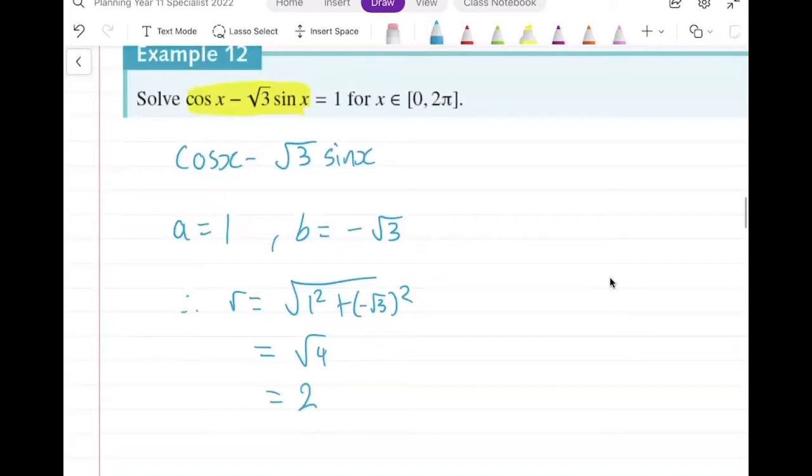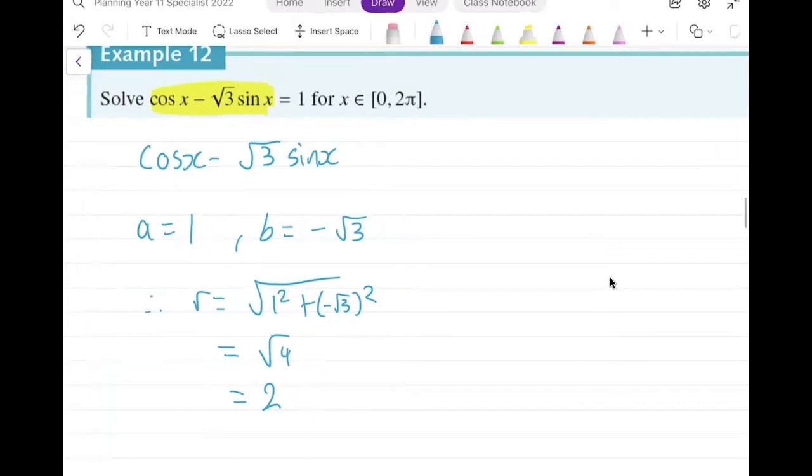Now, because this is r, and r stands for the radius, we're referring to trig, so we're thinking of some kind of unit circle, then we just have a positive value. We don't necessarily have the negative version because it's like a length or a magnitude of our circle. Once I've got my r value, I now want to establish what theta is.